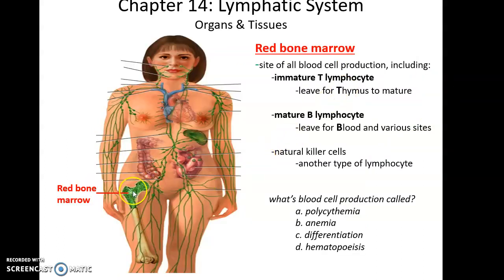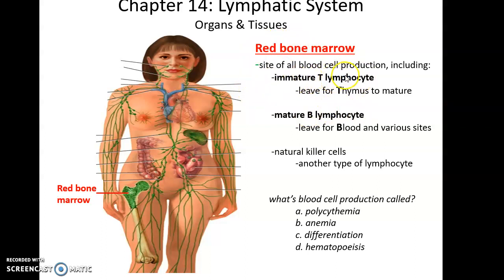Red bone marrow. Red bone marrow found in, surprise, surprise, bones. Red bone marrow is the site of all blood cell production. This includes immature T lymphocytes and mature B lymphocytes. So obviously important for the lymphatic system since the red bone marrow is producing the lymphocytes.